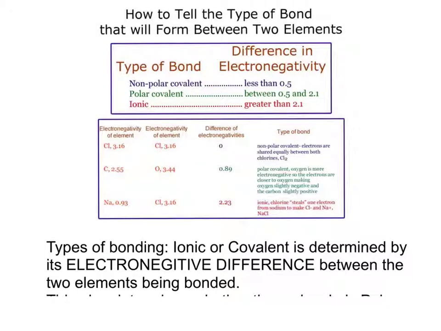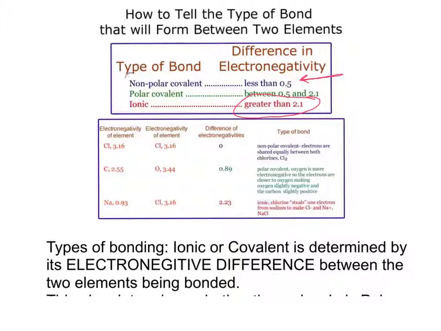Now, here's the electronegativity rating that I was talking about. If the difference is greater than 2.1, then it's an ionic bond. We label that as an ionic bond. That means the electron is going to spend more time around the negative ion than around the positive ion. The closer the electronegativity difference is between the two, then we start to determine covalency.